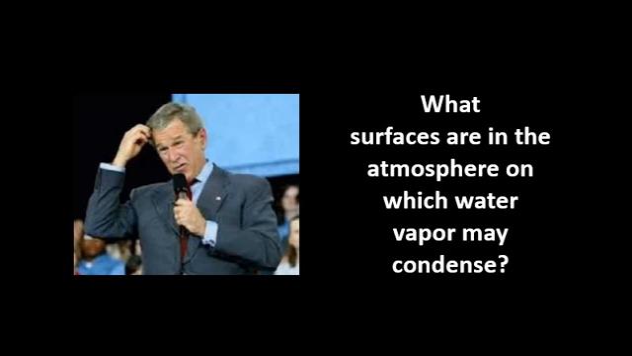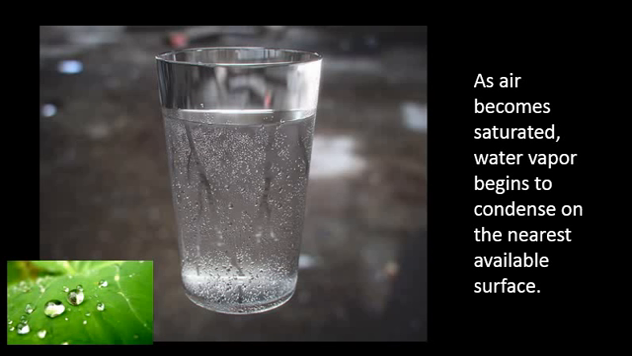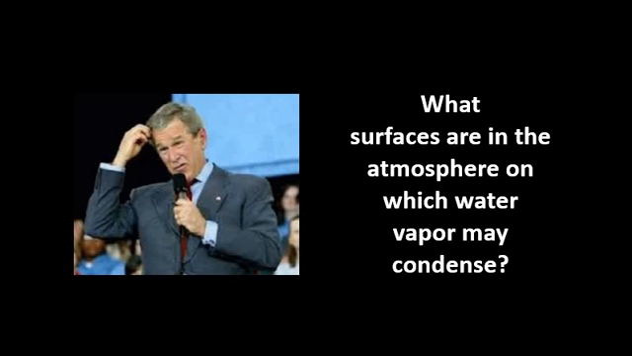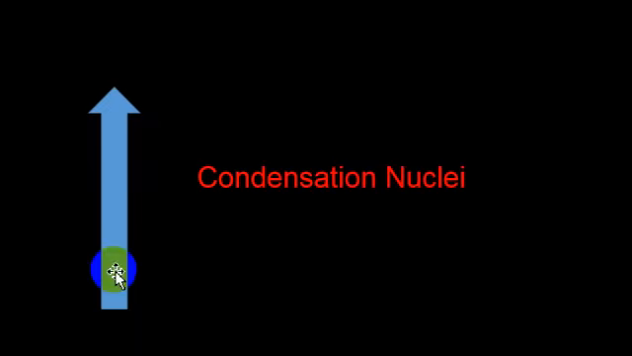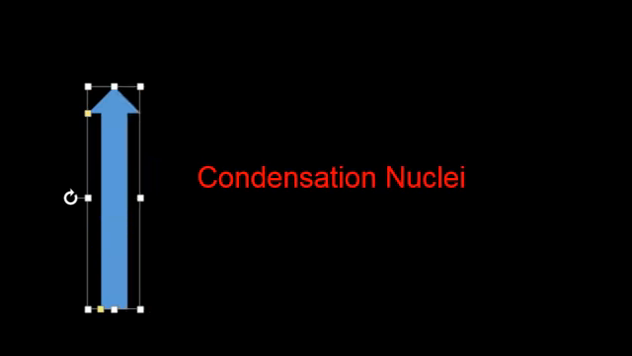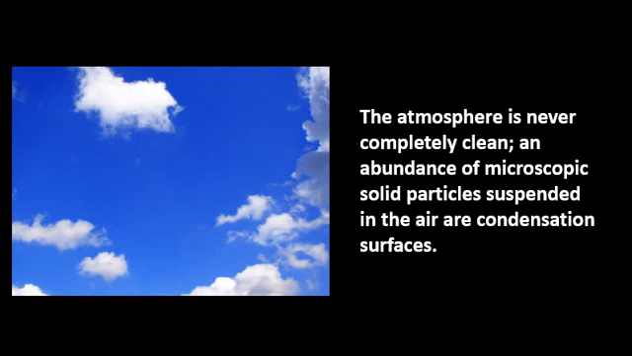So we had our confused picture of George Bush and what surfaces are in the atmosphere on which water vapor may condense. What's out there, because clearly we can see the glass. We can see water vapor condensing on the glass, but what is in the atmosphere? And the answer is something called condensation nuclei. The atmosphere is never completely clean, and there is an abundance of microscopic solid particles.